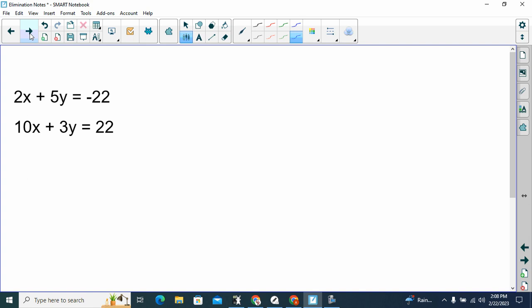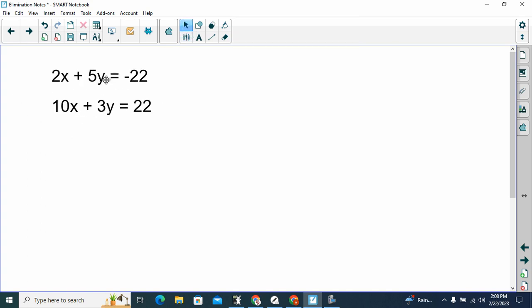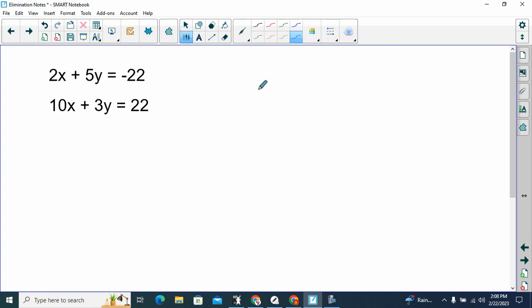Example 3. 2x plus 5y is negative 22. 10x plus 3y is positive 22. 2x, 10x, those don't cancel. 5y, 3y, those don't cancel. These cancel, but that's not one of the variables. We need to cancel one of the variables. Eliminate one of the variables.